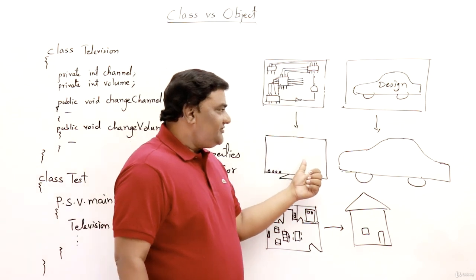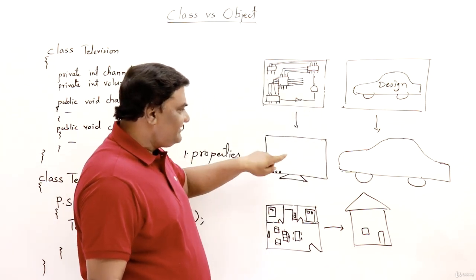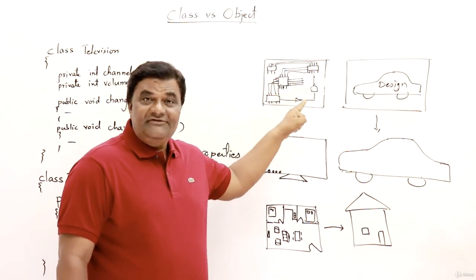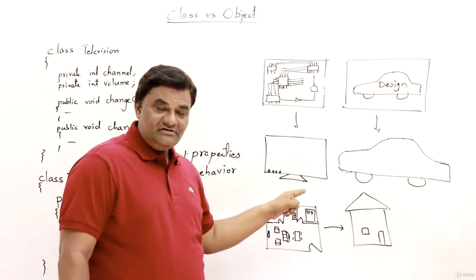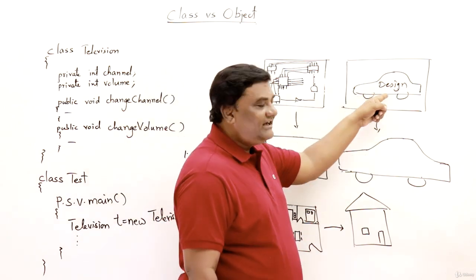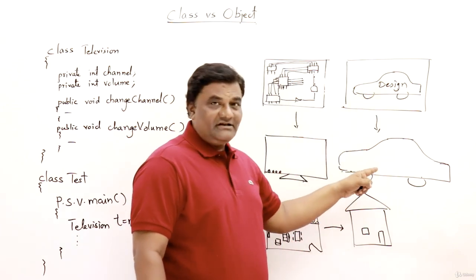See, for making a television, first of all, a circuit design is made for the television, and this television is manufactured based on this design. So, this is the definition of this television. Our car manufacturing company will manufacture the car. First of all, it will design the car. So, this design is used for manufacturing the car.